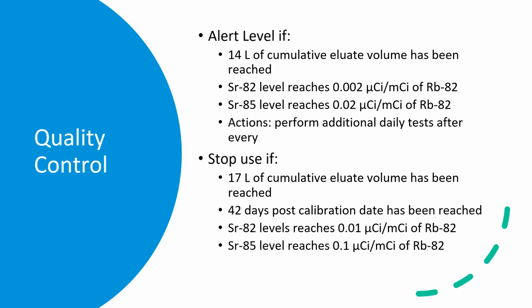It's been 42 days post calibration, or the strontium-82 levels reach 0.01 microcuries of strontium-82 per millicurie of rubidium, or 0.1 microcuries of strontium-85 per millicurie of rubidium. If any of those four conditions are met, then you must stop using the generator.